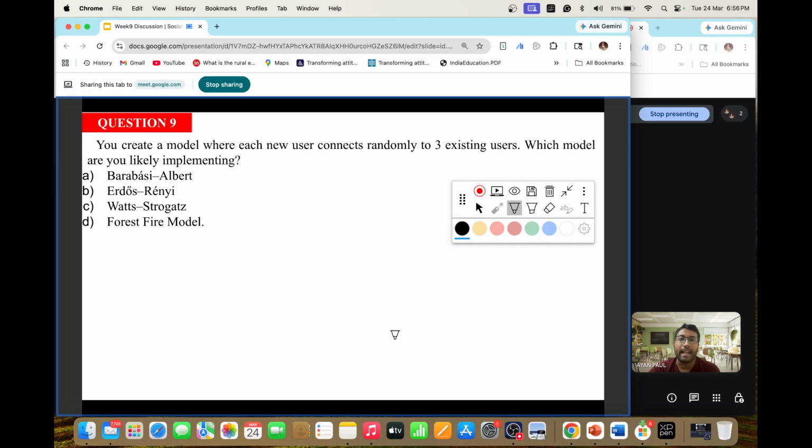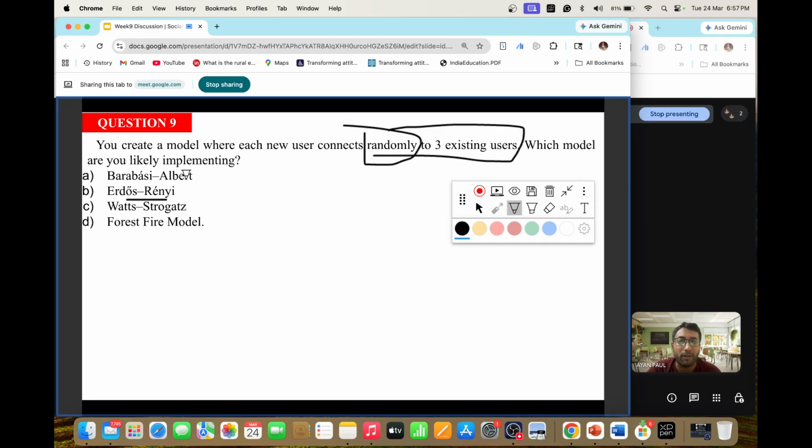Question number 9. You create a model where new users connect randomly to 3 existing users. Which model are you likely implementing? Okay, new users connect randomly to 3 existing users. This word random is important. As the word random is important, option B is the correct answer, that is the ER model.